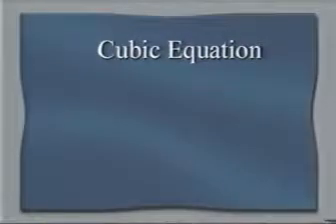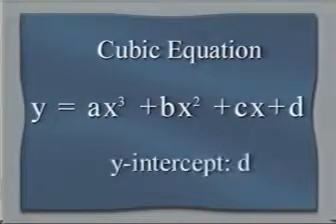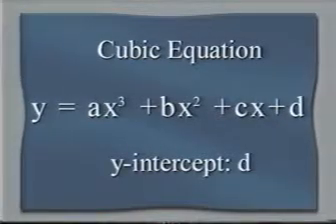Now, there's another type of polynomial equation that can be quite useful, and that is the cubic equation. The cubic equation is of the form y equals ax cubed plus bx squared plus cx plus d. And you'll notice now the lead coefficient is still a. It is the number in front of the x cubed. The y-intercept, of course, is going to be d, because all the terms contain x except d, and therefore when x is 0, y will be d.